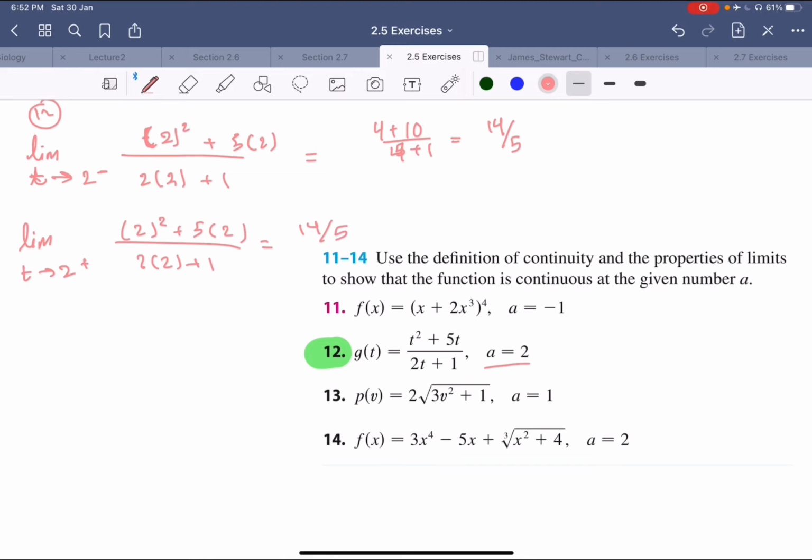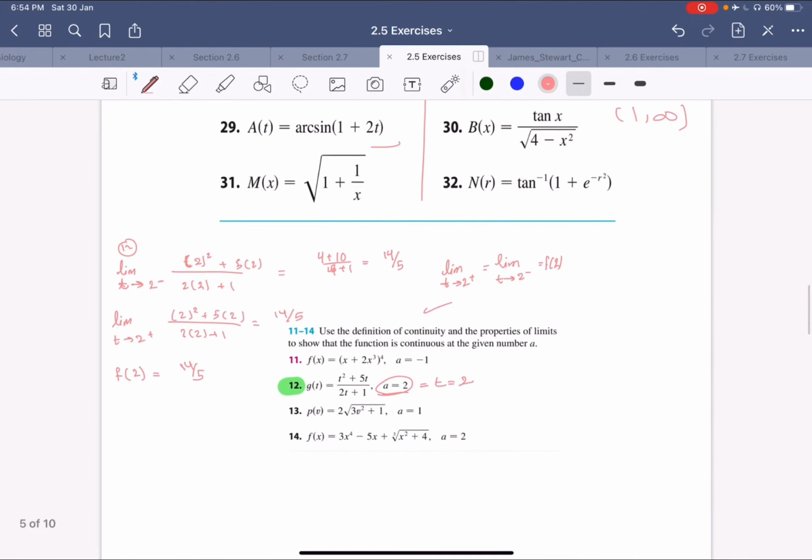And when the image of 2, تمام, فبرضو حيطلع معنا 14 over 5. فهلأ إحنا عنا إياها continuous by using the properties of limits, which is the limit from the right when t approaches 2 from the right equals t approaches 2 from the left, which equals f(2). So the function is continuous at a equals 2 أو اللي هي t equals 2.